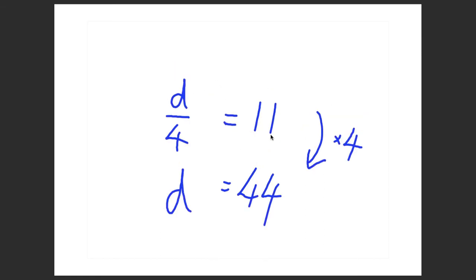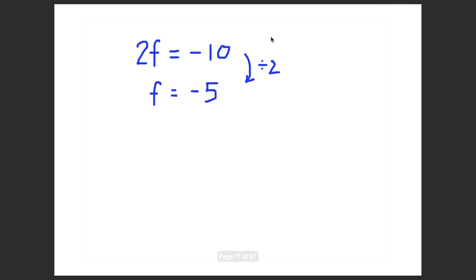d over 4 equals 11. I don't want to know what d over 4 is. I want to know what a whole d is. So I multiply everything by 4 to get a whole d. But because an equation is like a balance, I need to do the same thing left and right. So 11 times 4 gives me 44, and d equals 44 is the answer. 2f equals minus 10. Divide everything by 2 to get f equals minus 5.